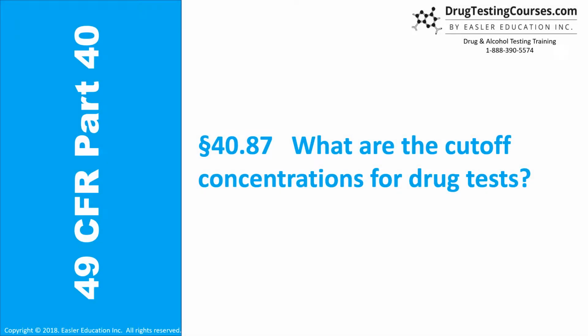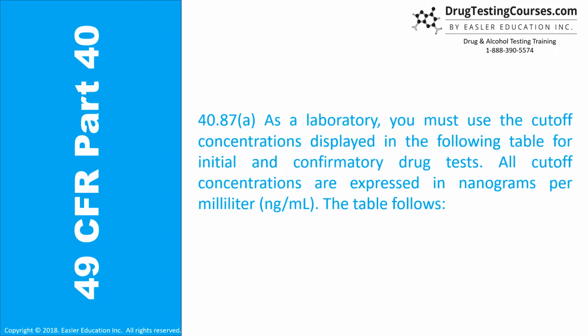Section 40.87. What are the cutoff concentrations for drug tests? (40.87a). As a laboratory, you must use the cutoff concentrations displayed in the following table for initial and confirmatory drug tests. All cutoff concentrations are expressed in nanograms per milliliter, ng/mL. The table follows.